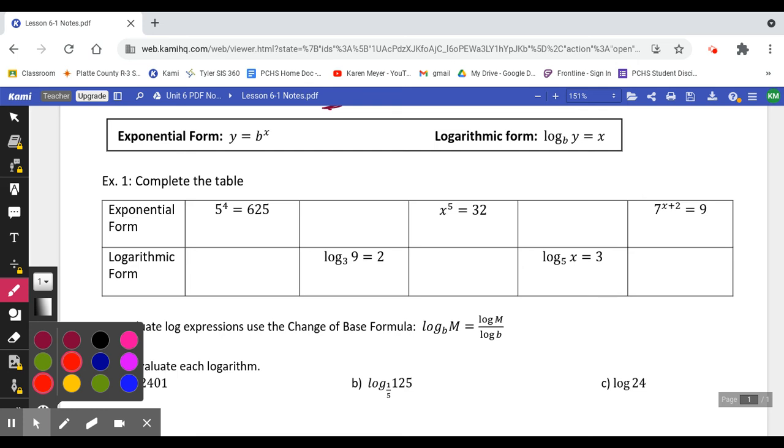My first table here, I give you exponential form, and you're going to notice this exponential form is written backwards. It looks like b raised to the x equals y. So b is 5, x is 4, and y is 625. Now when I plug that into my log form, I'm going to say log base 5 of 625 equals 4.